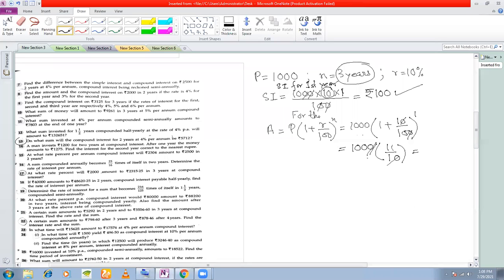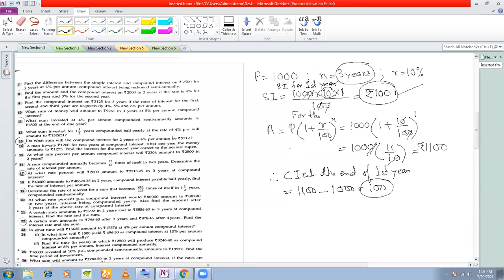So I'll get how much? This 0 will cancel. I'll get 1100. This is the amount. So therefore, what is the CI, compound interest at the end of first year? It is equal to 1100 amount minus principal 1000. You see, compound interest at the end of first year and simple interest at the end of first year, they are the same.